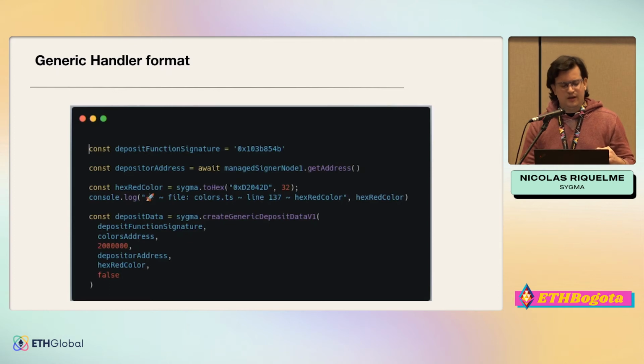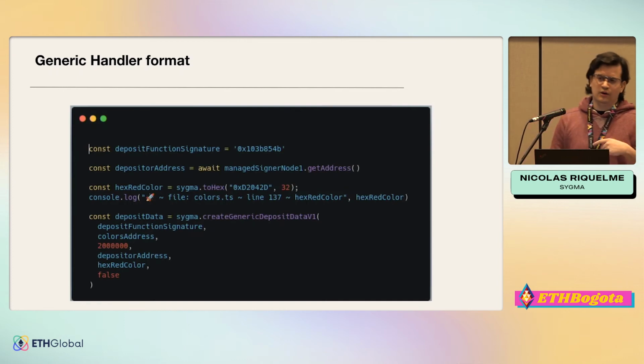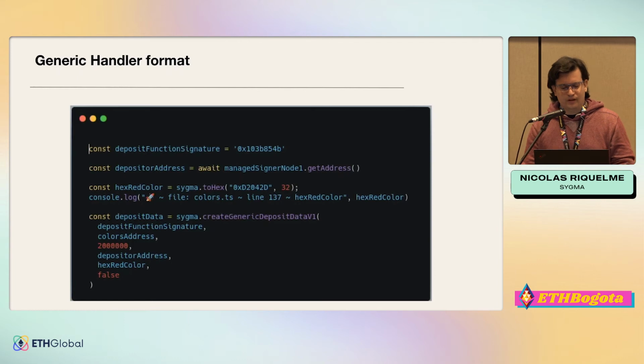And then, again, it's straightforward. For instance, in this case, the deposit function signature, you can get this using Web3.js or Ethers.js, providing, of course, the ABI of the contract. And then, for instance, in this case, we have this hex red color, and you just want to transfer this color to another contract, another chain. So you just call this create generic deposit data, and you provide the deposit function signature, the address of your contract in the destination chain, and other parameters that are described in our documentation, like max fee, depositor address, and of course the data, in this case the color that I want to transfer.